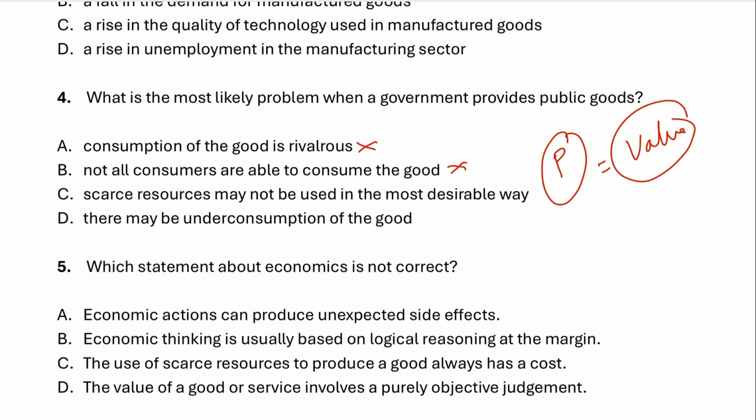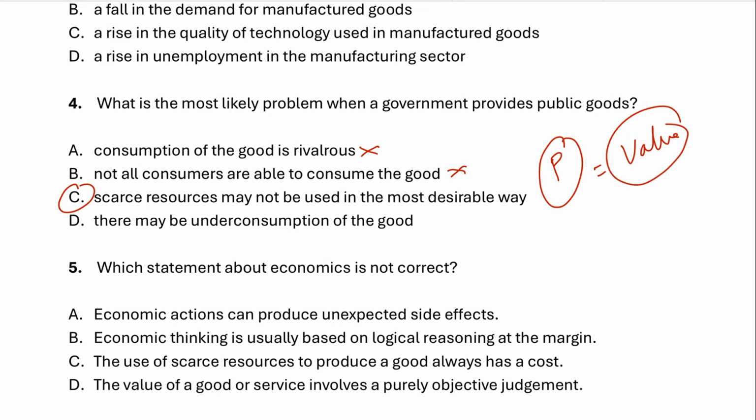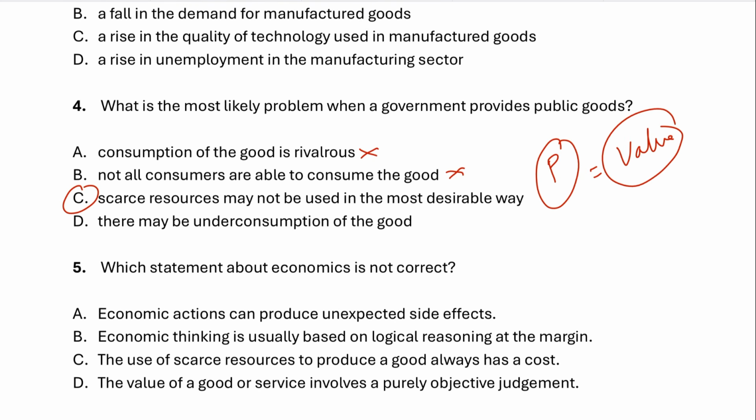If they find it difficult to know how much of the good they need to provide, the main problem would be that they may provide too much or too little, which makes C the correct answer, because scarce resources may be misallocated and hence may not be used in the most desirable way. That is what makes C the correct answer.